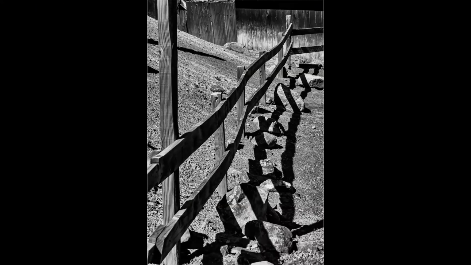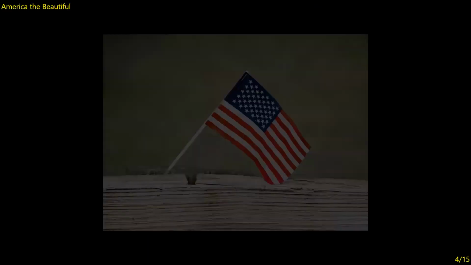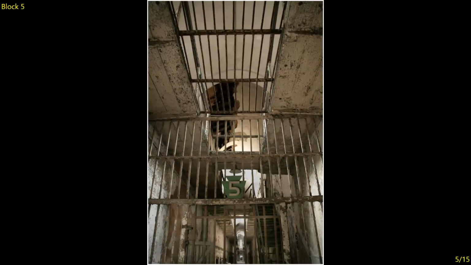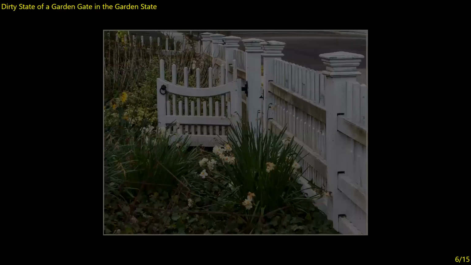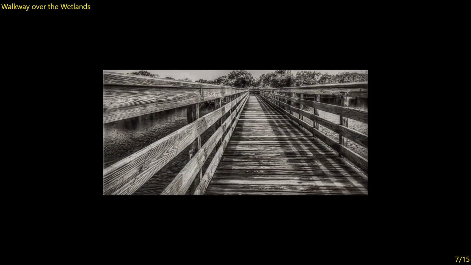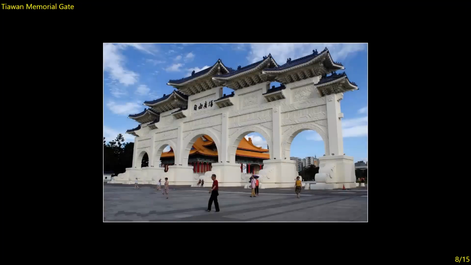Okay, fence shadow in black and white, 7. America the Beautiful, 7. Block 5, 8. Dirty state of the garden gate in the garden state, 7. I wish it was a lot tighter without the road and all that in the background. Walkway over the wetlands, 8. Taiwan Memorial Gate, 8.